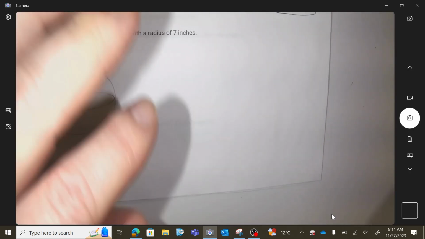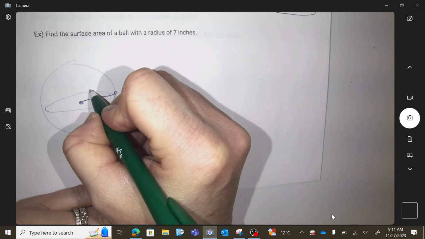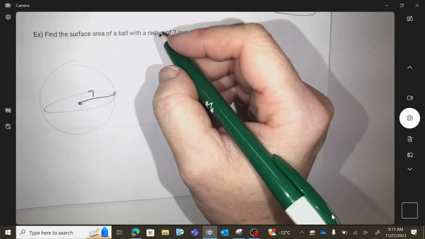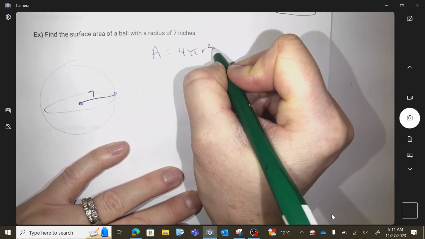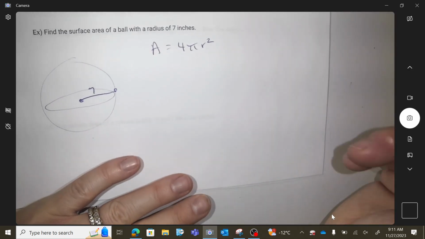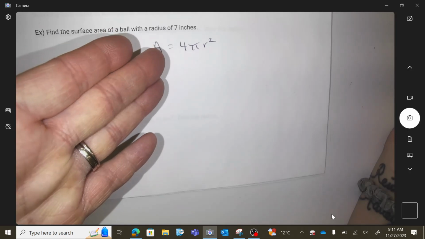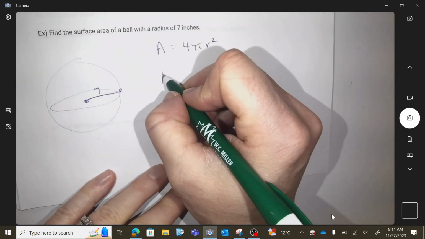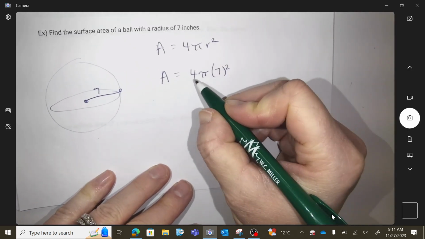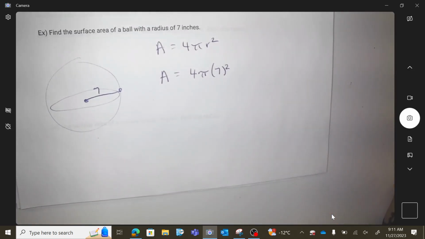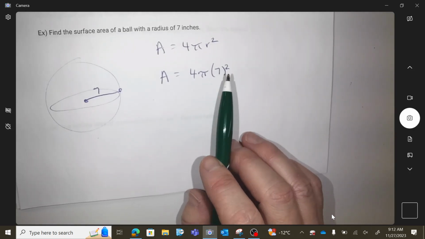So next we have a sphere. So 7 inches. Okay, so finding a formula, and again, I'm okay if you don't write the formula, but I'm expecting that to at least be your first line. Okay, 4 pi times 7 squared.